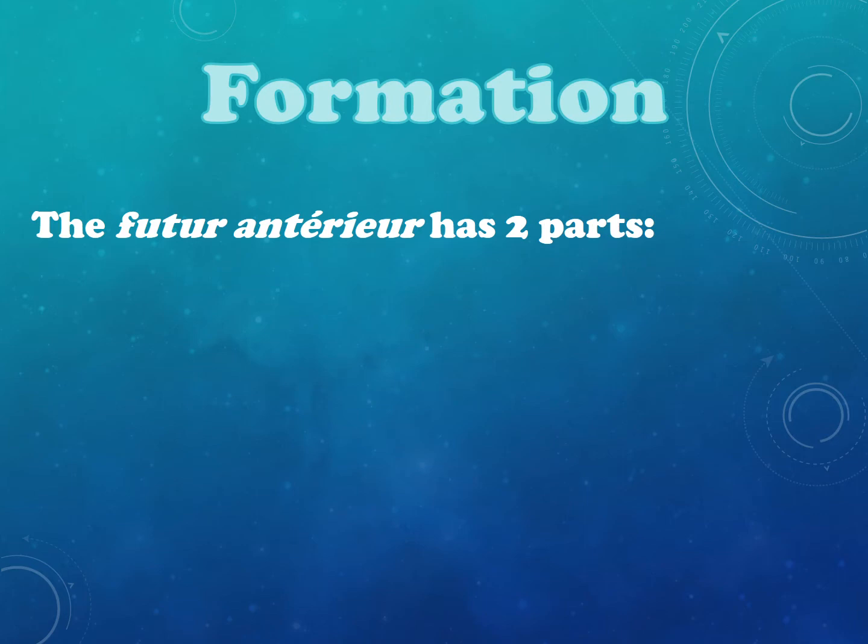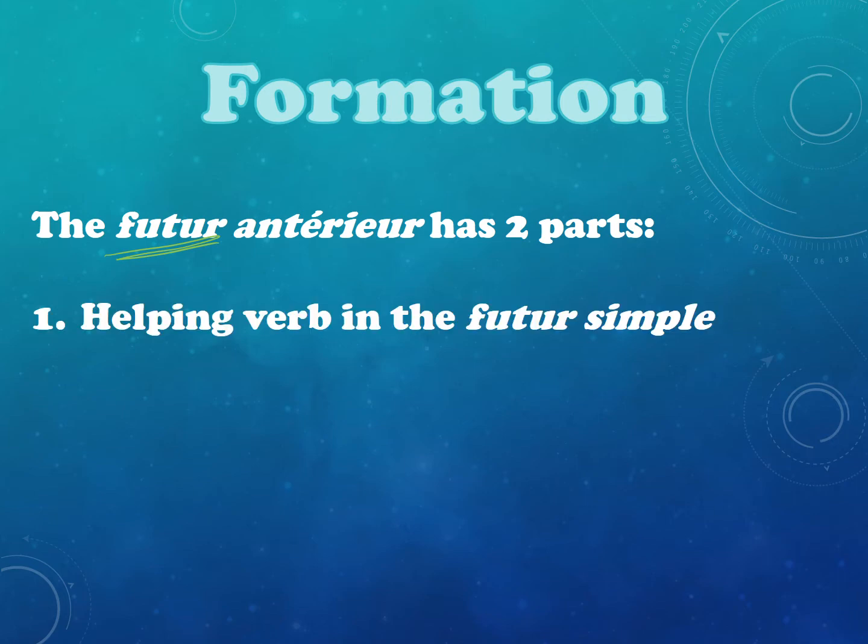The futur antérieur, like all of our compound tenses, has two parts. And I bet if you think about it, you can figure out what these parts are. The first part, of course, is a helping verb. Now, this is the futur antérieur, so can you make a guess as to which tense the helping verb will be conjugated in? And if you said the futur simple, you are absolutely correct. So you are going to have your helping verb, which is either avoir or être, just like it has always been. That verb is going to be conjugated in the futur simple.